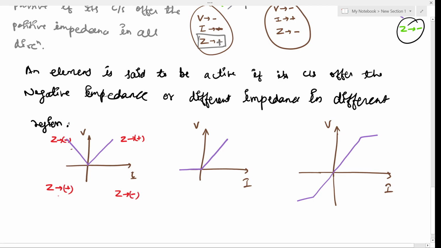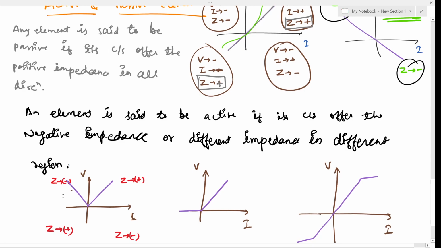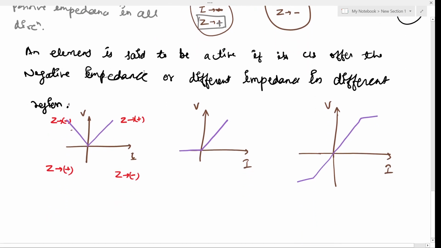Okay. So what is the statement of a passive element? An element is said to be passive if its characteristic offers positive impedance in all directions. But here in this case, what is it? Here this characteristic causes a positive impedance.